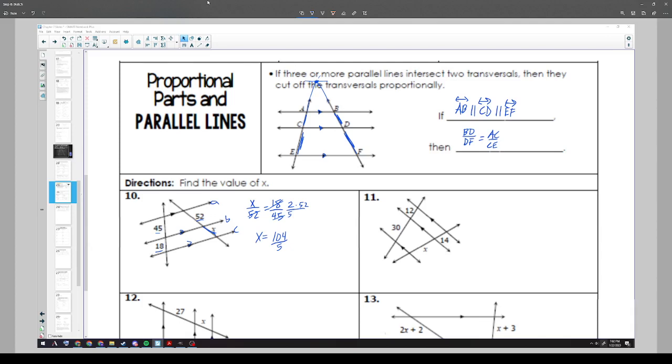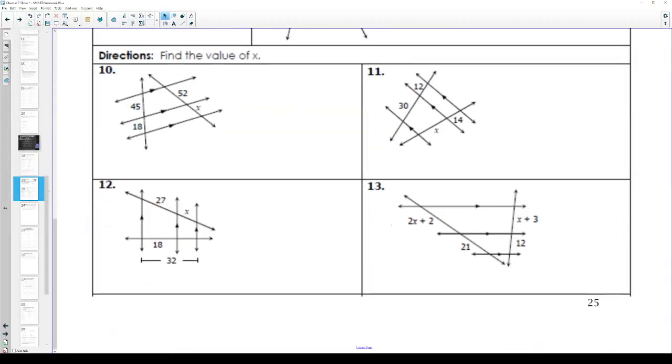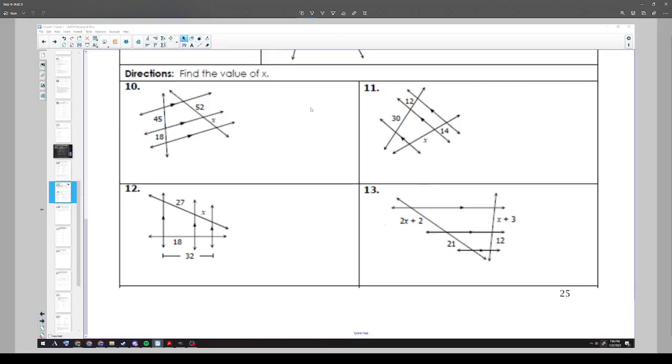All right, let's do one that has some x pluses or minuses in it. So let's scroll down and do number 13. Actually, let's do, yeah, so this one, we just need to subtract to get 14 here and take away the 32. So let's go work this one. We have 2x plus 2, x plus 3, 21, 12. So we're going to set up these two and these two, so we'll do x plus 3 divided by 12 equals 2x plus 2 divided by 21.